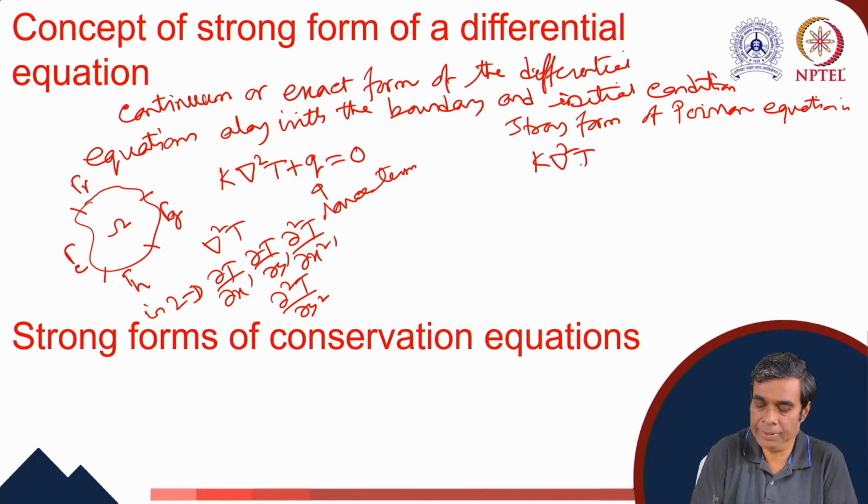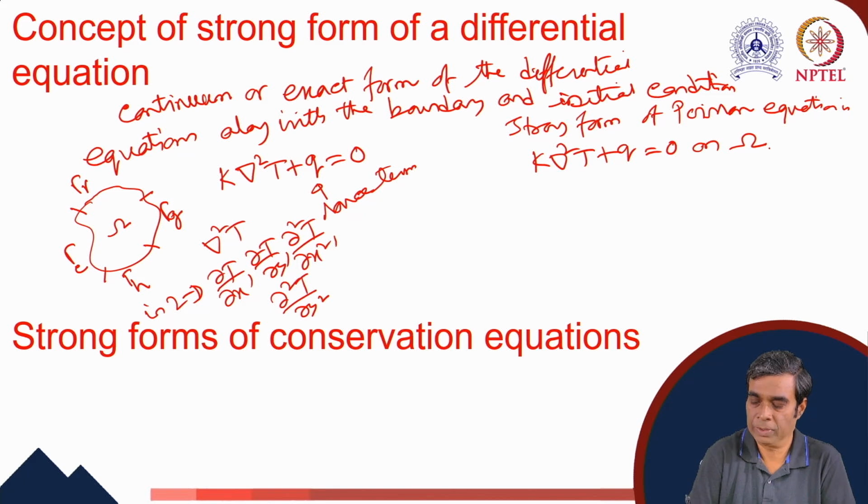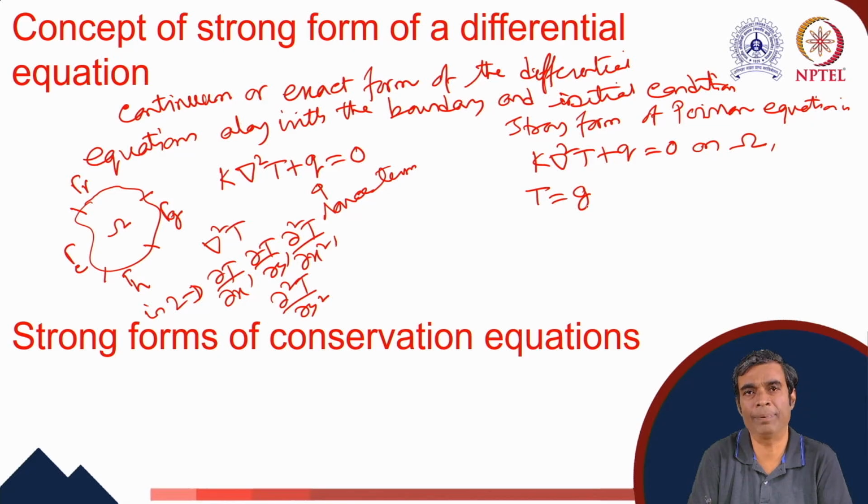del square T plus Q equals 0 on omega. So this is about the governing equations. Now let us write the boundary conditions. Here we write that temperature equals some given value, which we indicate by small g, on gamma g. So on the Dirichlet boundary, temperature is given.